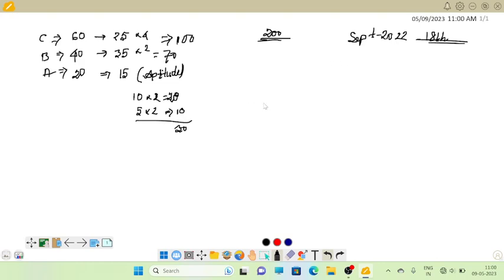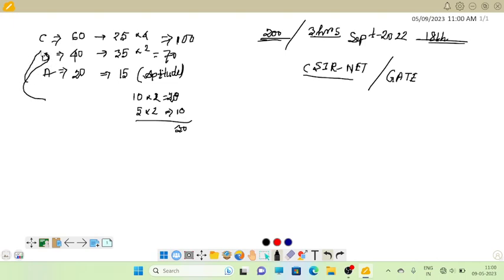CSIR-NET is a very different examination compared to GATE, because here you have many options, but the time is limited, 3 hours. So you have to target part C mostly, because first, you have to start from part C.